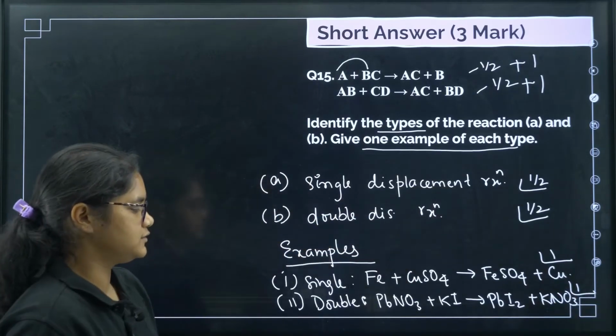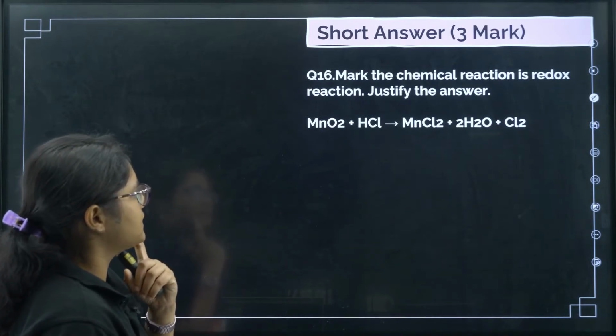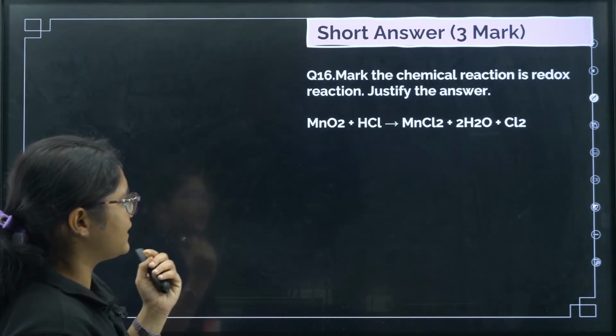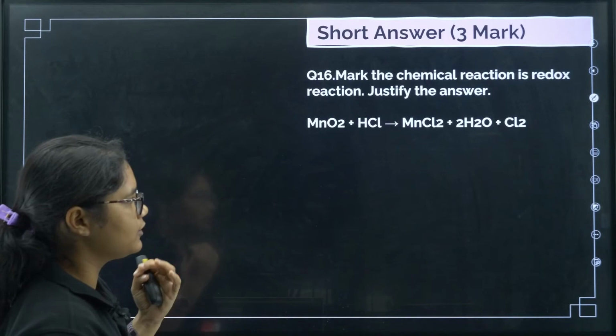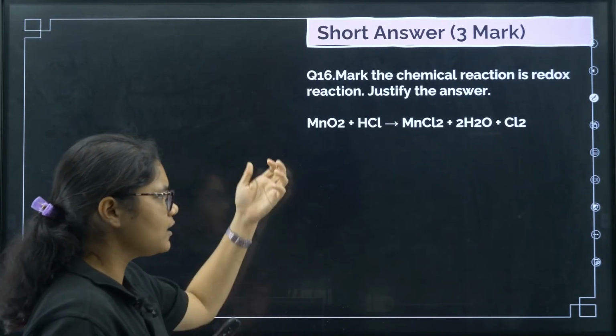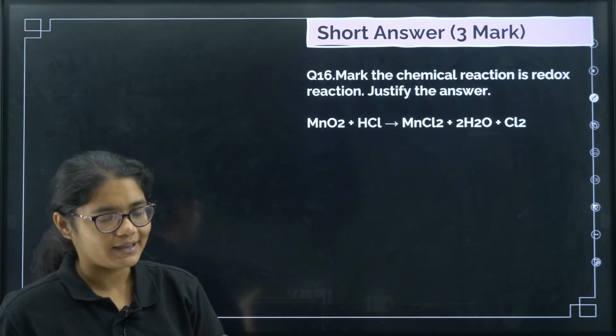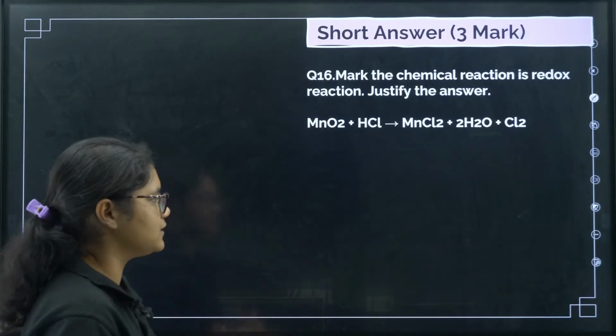So total 3 marks you will get. Okay, fine. Now coming to the next question: mark the chemical reaction is redox reaction, justify your answer. So you have to explain whether this is a redox reaction or not. If yes, why? If not, you have to justify. What is the answer for this?